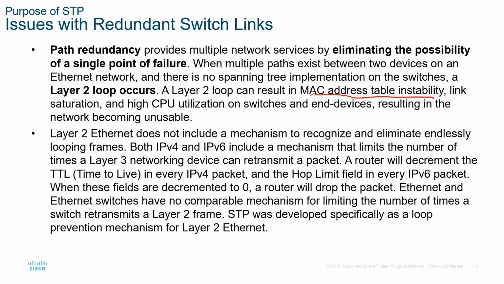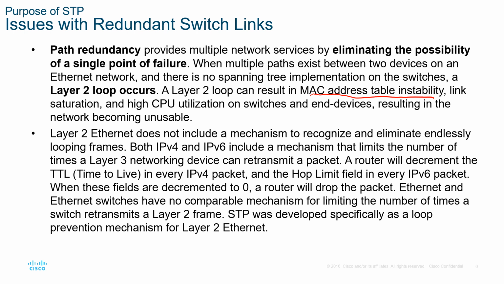Hence, the reason. But if we look at a layer 3 device, both IPv4 and IPv6 have a mechanism that limits the number of times a layer 3 networking device can retransmit a packet. Layer 2 does not have that mechanism. In a layer 3 device such as a router, we have the Time to Live, the TTL mechanism, in every IPv4 packet that will limit the forwarding of the packet. When the field is decremented to 1, our router will automatically drop the packet.